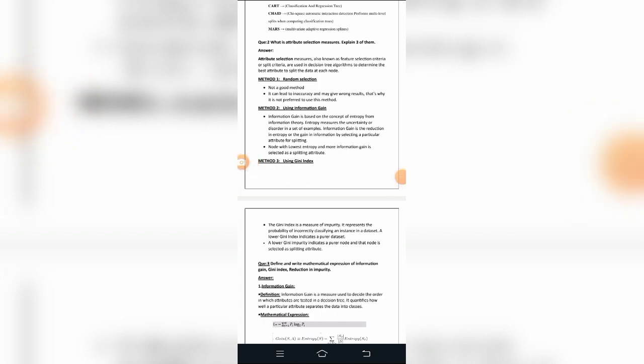Question 2. What is attribute selection measures? Explain 3 of them. What is attribute selection? Attribute selection measures, also known as feature selection criteria or split criteria, are used in decision tree algorithms to determine the best attribute to split the data at each node. First method is random selection.